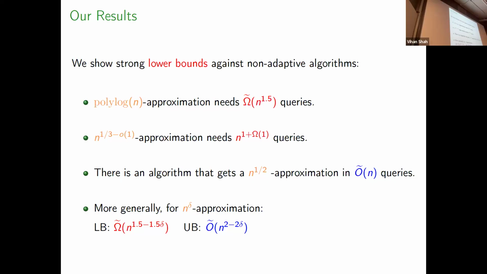No. So, like the hardness results, we have bounds set under n^1.5 queries. And yeah, I don't know what you can do above n to the 1.5 in the non-adaptive world for these large approximations.